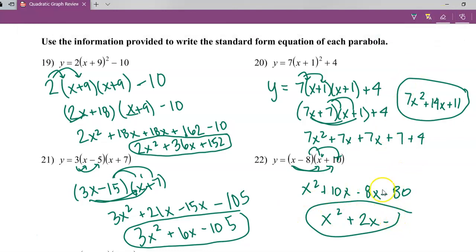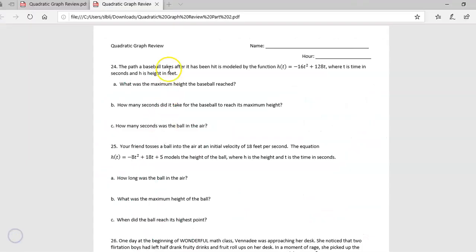All right, so the next part of the review is some story problems. So I'll do a pause here and we'll get those story problems up. All right, so 24, the path a baseball takes after it has been hit is modeled by the function h of t, where t is time in seconds and h is height in feet. What was the maximum height the baseball reached?